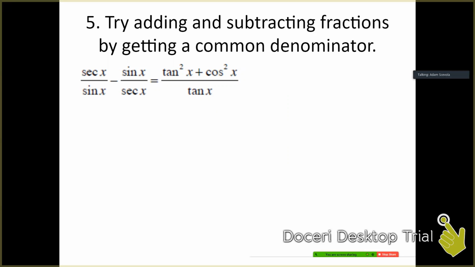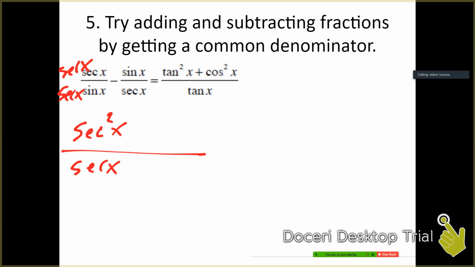So I'm going to multiply the left side, the first term, by secant over secant. And that becomes secant squared of x over secant of x times the sine of x. And then over on the right side, I'm going to multiply by the sine of x over the sine of x. All right? So that becomes minus the sine of x over the secant of x times the sine of x. Sorry, sine of x squared, because it's sine times sine, sine squared, over secant times sine.